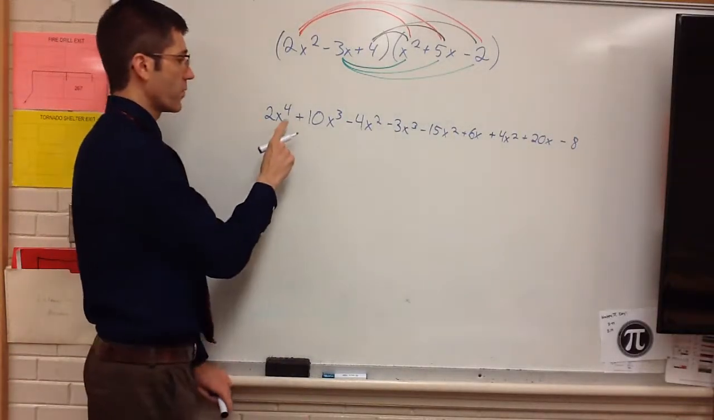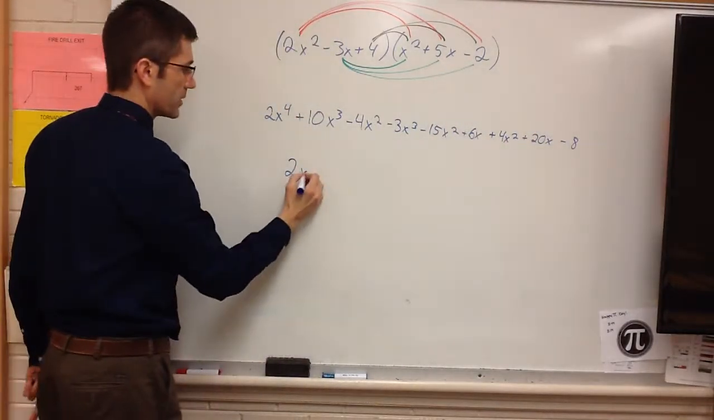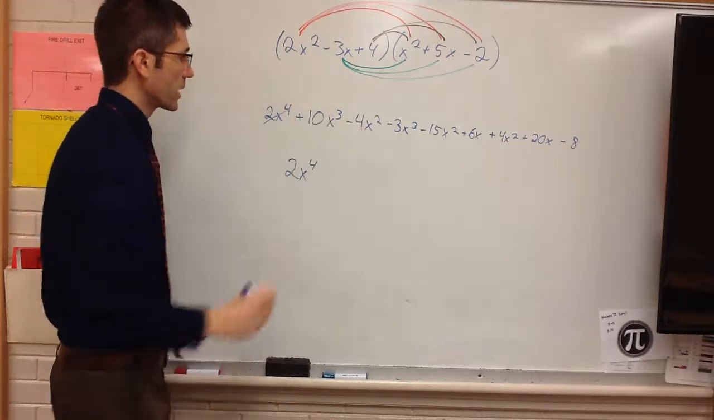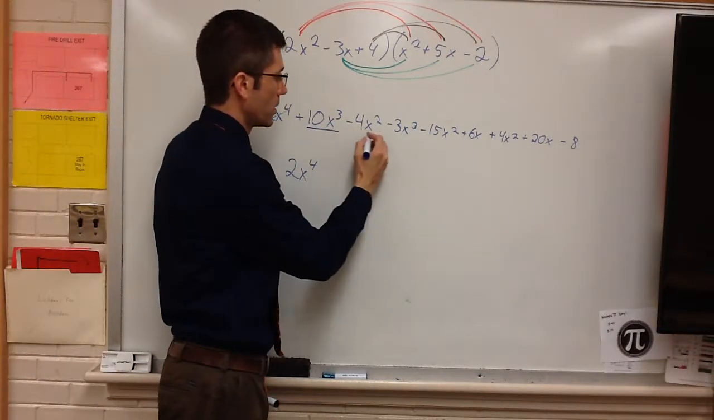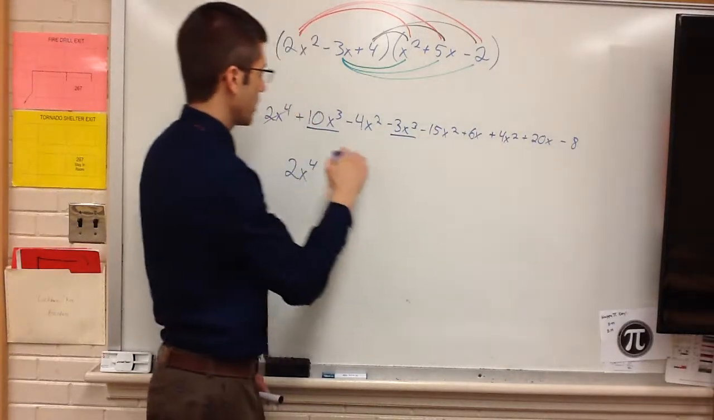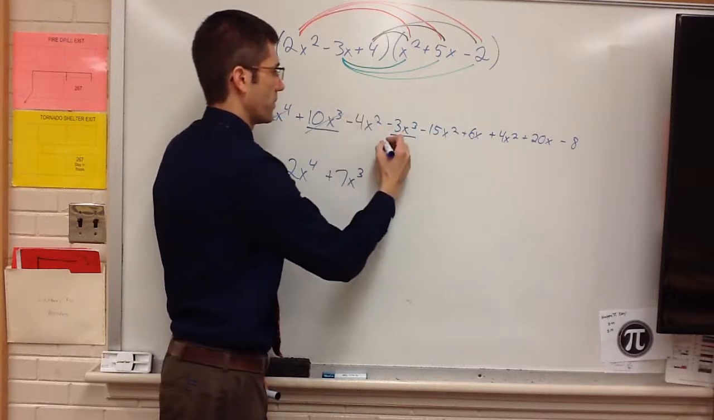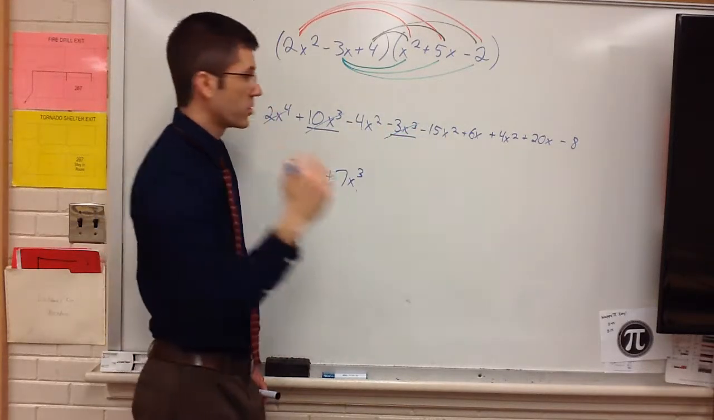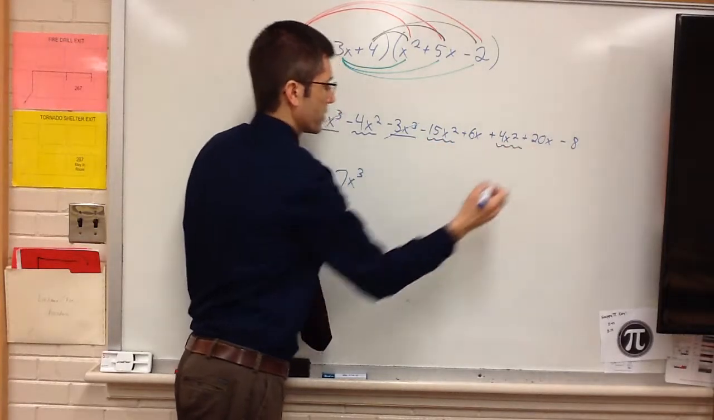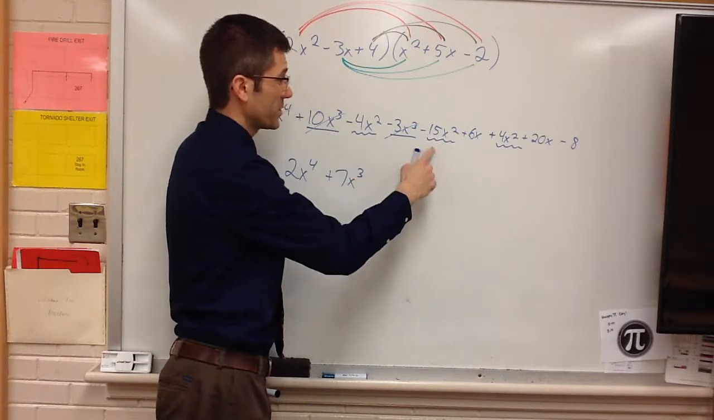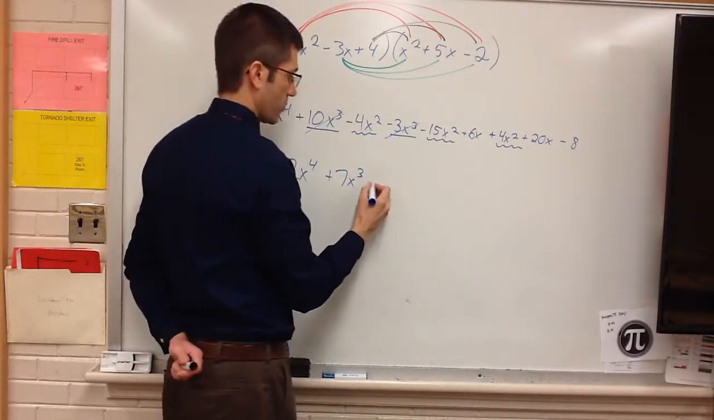Looking for exponents of 4. There's one. Nope. Only one of its kind. He's so lonely. Looking for exponents of 3. There's one. There's one. That's it. Okay, 10 minus 3 is 7. Done. Okay. Looking for exponents of 2. There's one. There's one. There's one. Negative 4 minus 15 is negative 19. Negative 19 plus 4 is negative 15.